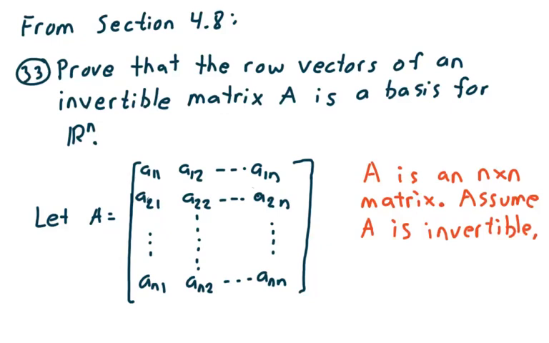This is a video from section 4.8 in linear algebra. Let's take a look at number 33. Prove that the row vectors of an invertible matrix A form a basis for Rn.